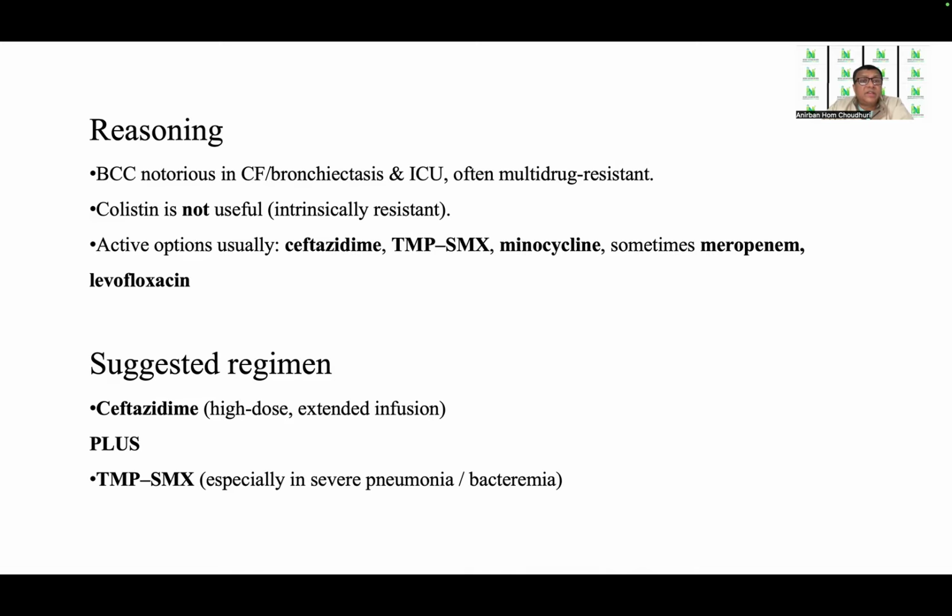This is a notorious organism, particularly because its studies have been done in cystic fibrosis and bronchiectasis, and in the ICU it is often MDR. So colistin, being intrinsically resistant, is out of the list. Other active options include ceftazidime, ceftriaxone, minocycline, sometimes meropenem, levofloxacin, but it is always suggested to start with high-dose, extended-infusion ceftazidime and add trimethoprim-sulfamethoxazole, especially if the patient has severe pneumonia or bacteremia.